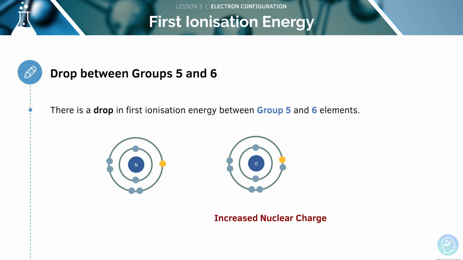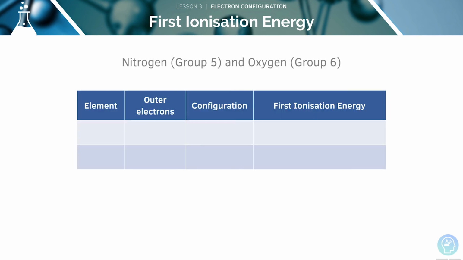There is also a drop in the first ionisation energy between the group 5 and group 6 elements. On this occasion, the outer electrons are in the same subshell for both elements, the 2p subshell, so there's very little difference in the atomic radius or shielding. For example, let's compare nitrogen and oxygen.